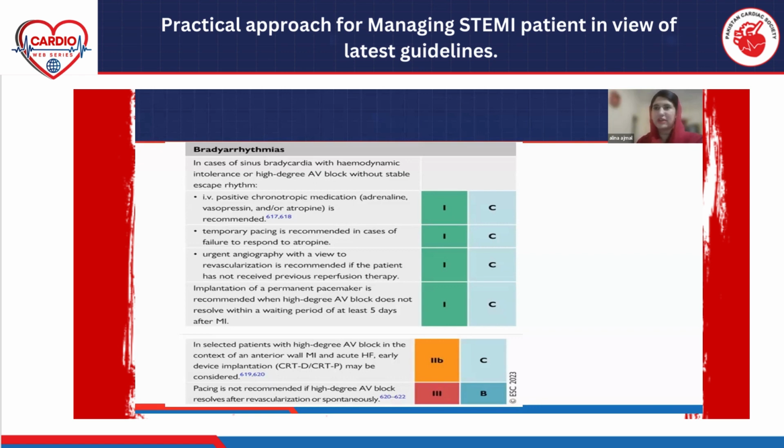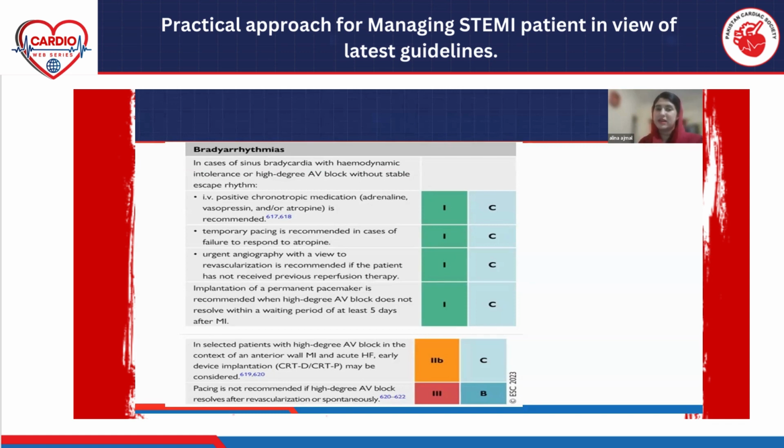If this patient was just at the 4th day of hospitalization post-MI, we have fixed the artery, we have fixed the lesion, but still the patient is not responding. So then what? You just plan for a permanent pacemaker. This is now class 1. In other words, in selected patients with high degree AV block, with anterior wall MI, with failure signs, you can also plan for CRT-D, but this was not the scenario of ours.